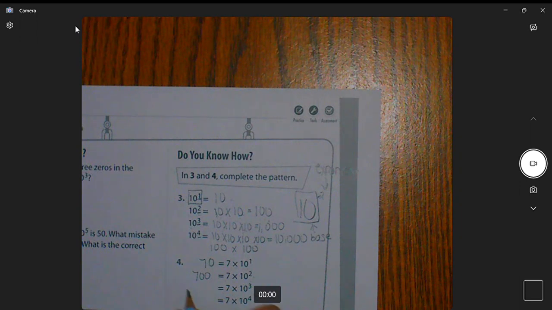Ooh, you're catching on. Way to go. 7,000. And 7 times 10 to the fourth. You are right. It is 70,000. So again, each exponent told me how many zeros I was going to have, because that is literally saying 7 times 10 times 10 times 10 times 10. So, 70,000.